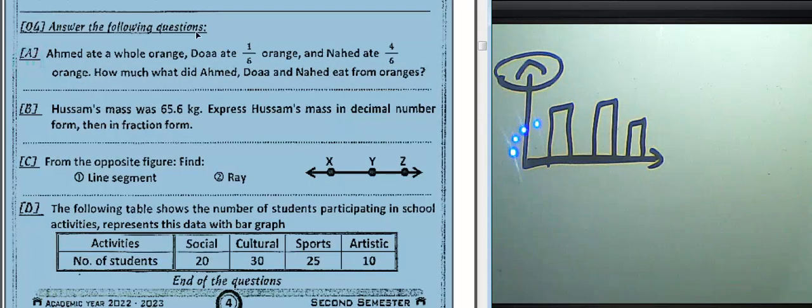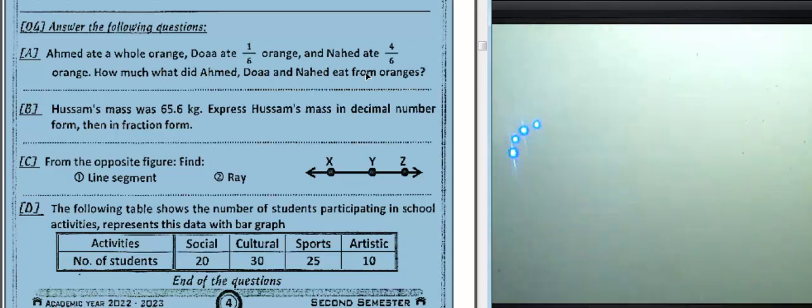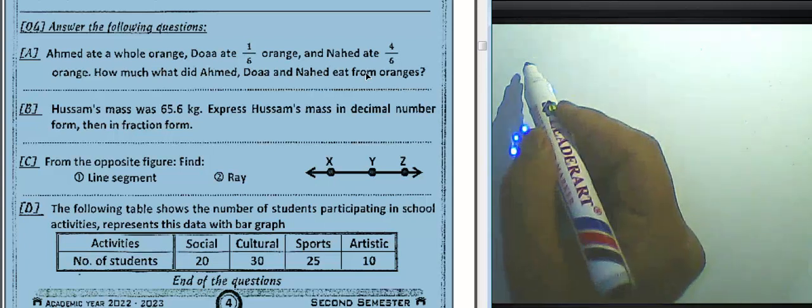Question number 4. Answer the following question. Ahmed ate a whole orange. Dua ate 1/6 orange, and Nahid ate 4/6 orange. How much orange did Ahmed, Dua, and Nahid eat? We can add all of them, because Ahmed ate a whole orange, Dua ate 1/6 of an orange, and Nahid ate 4/6. We add the 3 numbers here.